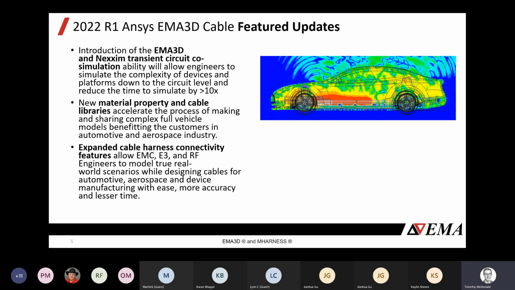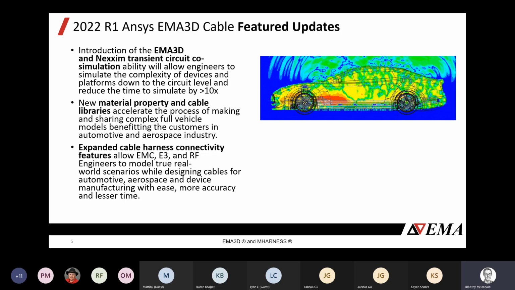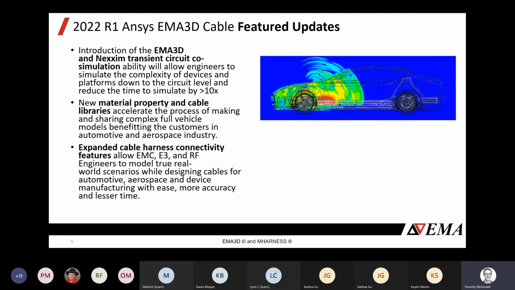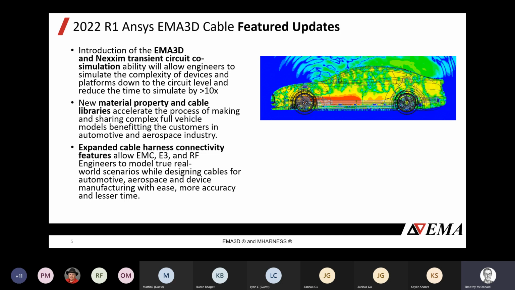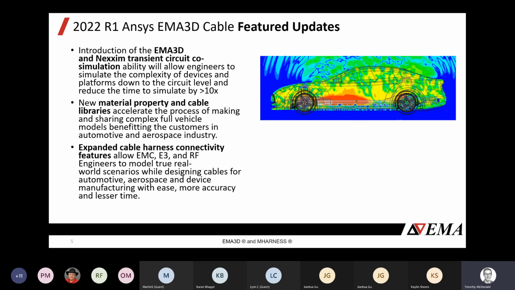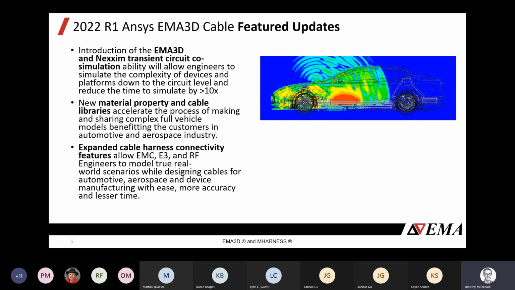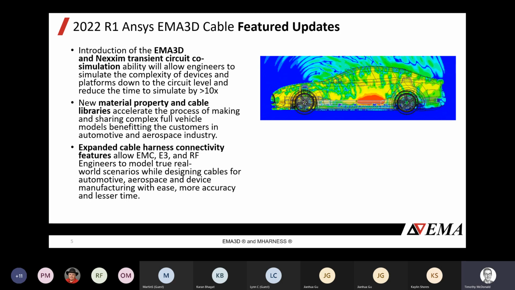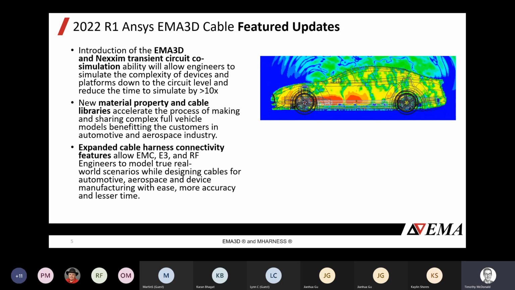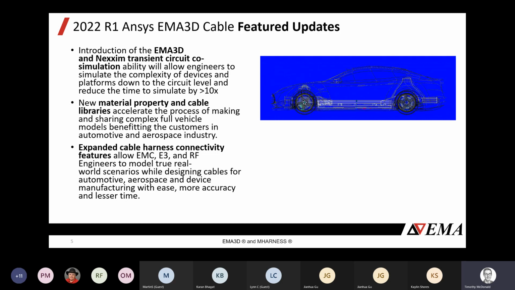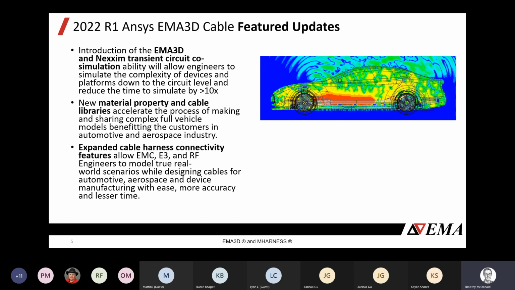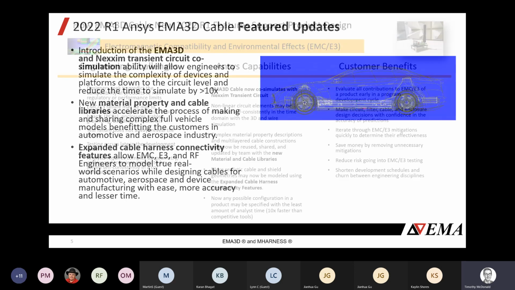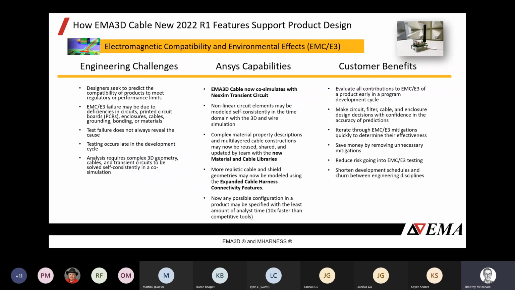And finally, we've expanded cable harness connectivity features so that you can take our cable harness solver to new levels. That includes the ability to break conductors out of shields and completely control the connectivity of all the conductors and all the shields, so that we can see the effects of connectors and where cables are terminating inside of electronics boxes. Okay, let's talk about what these features are for.